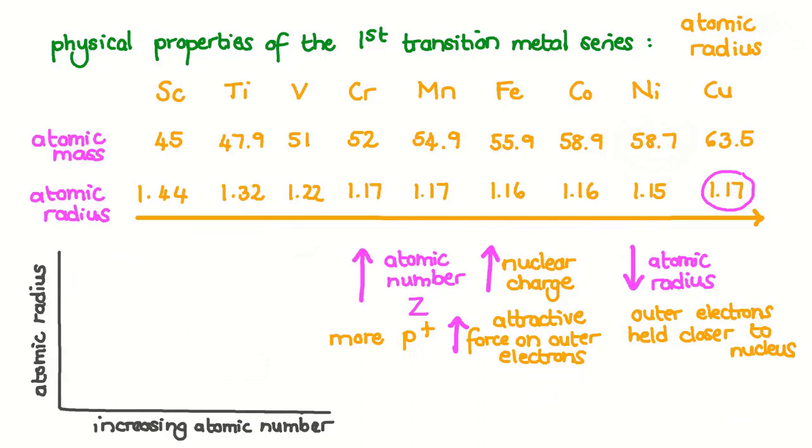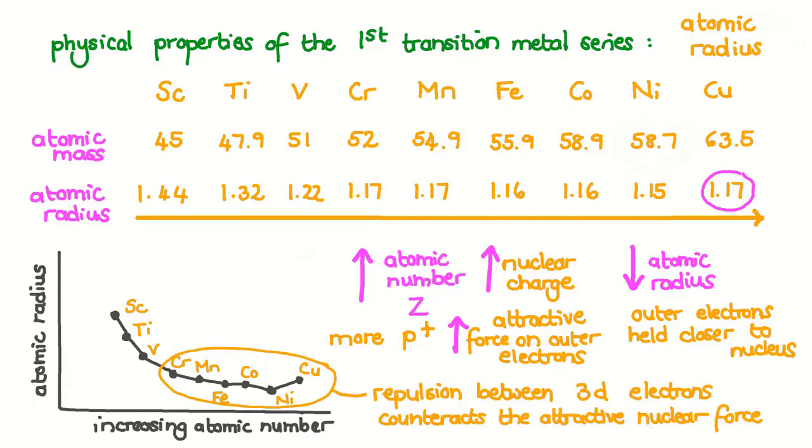If we plot these values on a graph of atomic radius versus increasing atomic number, the curve would look something like this. It is interesting to note that the bottom of the curve, between chromium and copper, is fairly flat. This is because there is increasing repulsion between the 3d electrons, and this counteracts the attractive force of the nucleus. We say there is a lower effective nuclear charge.